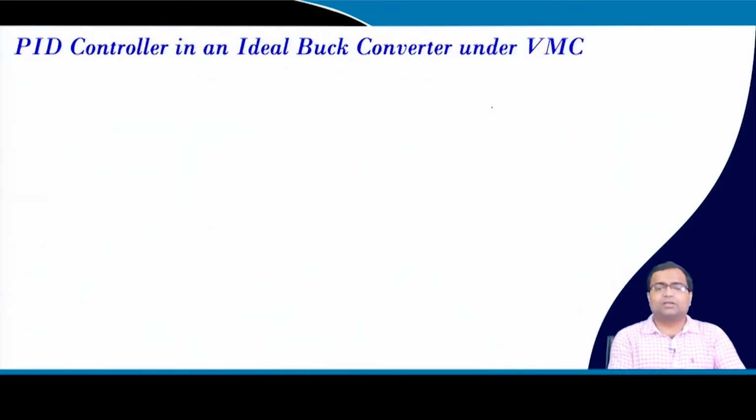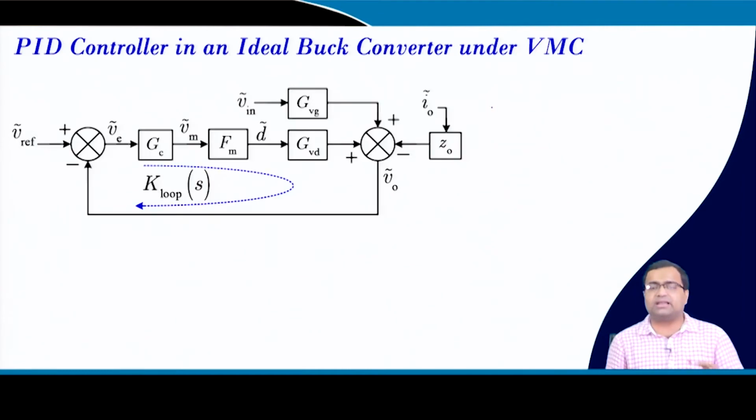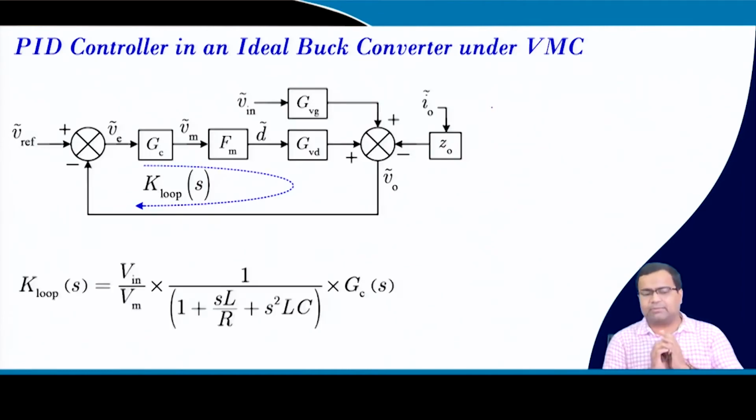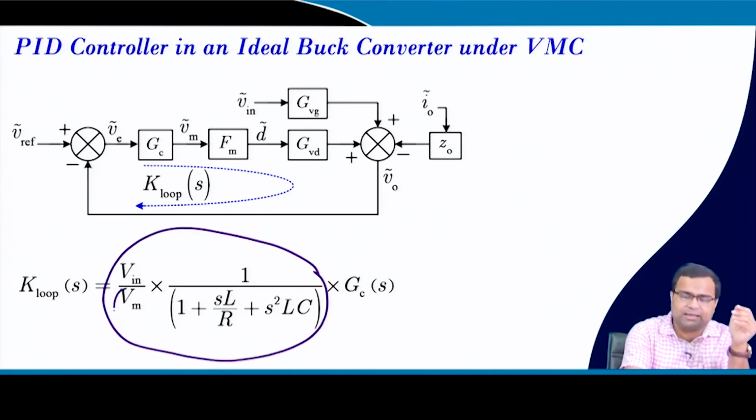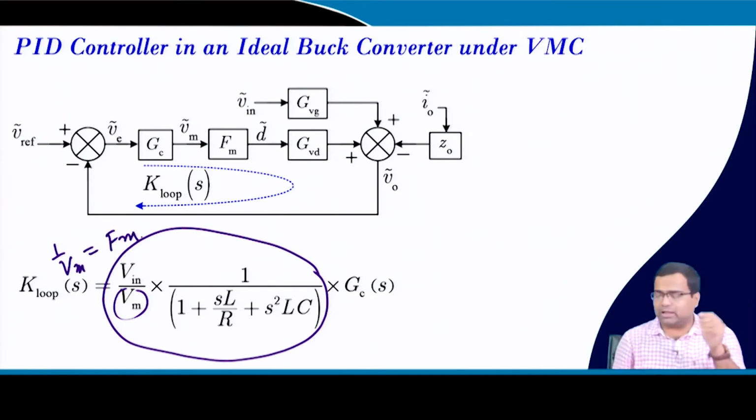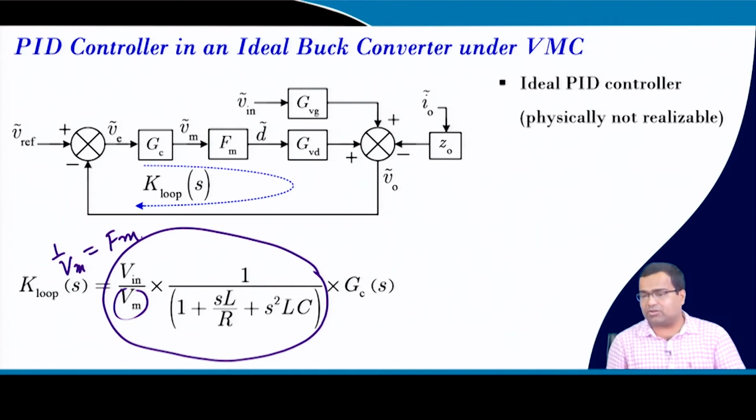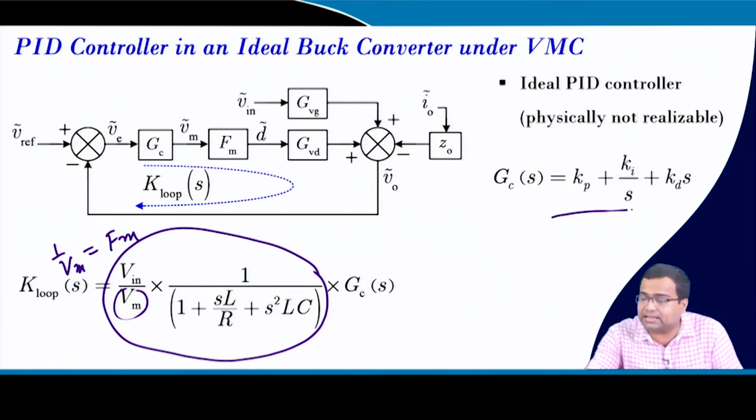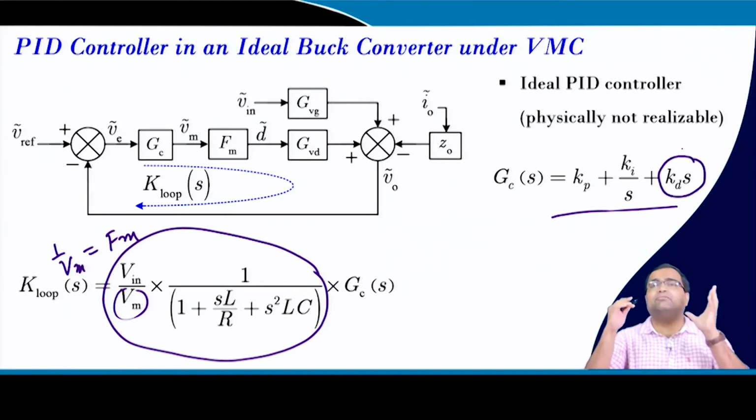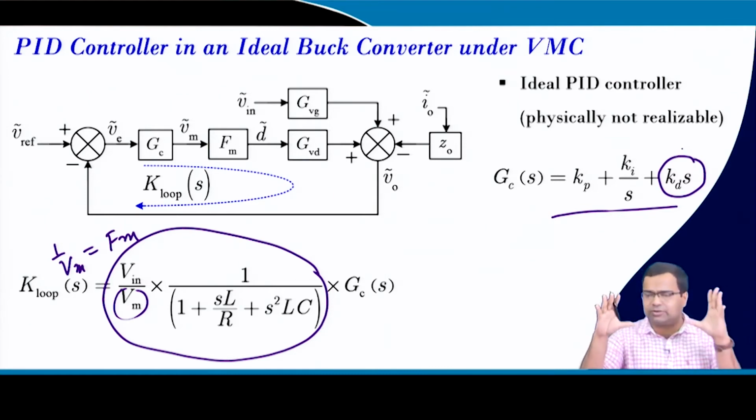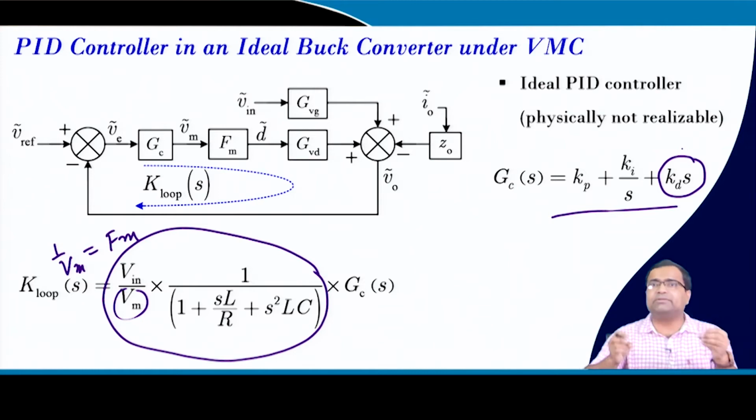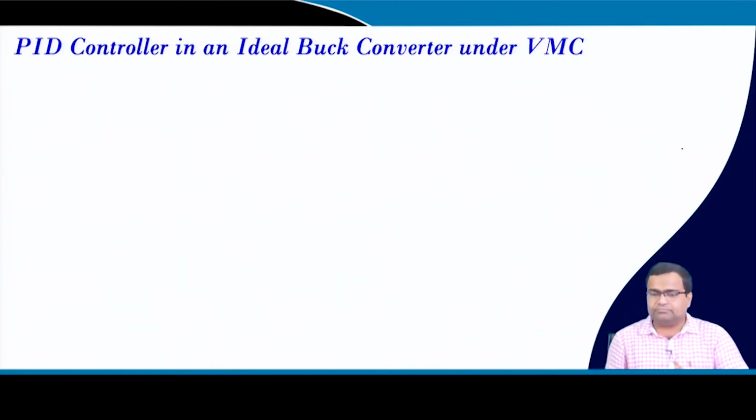Okay. Now, we are talking about a PID controller with an ideal buck converter. If we take an ideal buck converter, then the transfer function becomes very simple, and this 1 by Vm is nothing but our Fm. Now, the ideal PID controller is like this, but it is physically not realizable, because a pure derivative cannot be realized; even an op amp has a finite bandwidth. So, naturally it will give rise to a band limited derivative action, and we will discuss that.